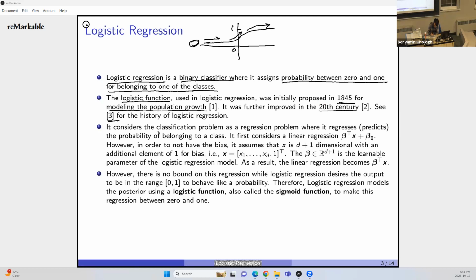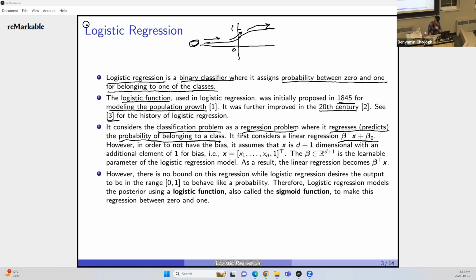So it considers the classification problem as a regression problem, where it regresses or predicts the probability of belonging to a class, right? Because probability is a continuous number between 0 and 1, so we can model it by regression. Now put yourself in the shoes of the designer of logistic regression. I want to have a regression for predicting the probability. The simplest regression is what? Linear regression, right? So let's use beta transpose x plus beta 0 for regression. X is the data and betas are the parameters to learn, right?